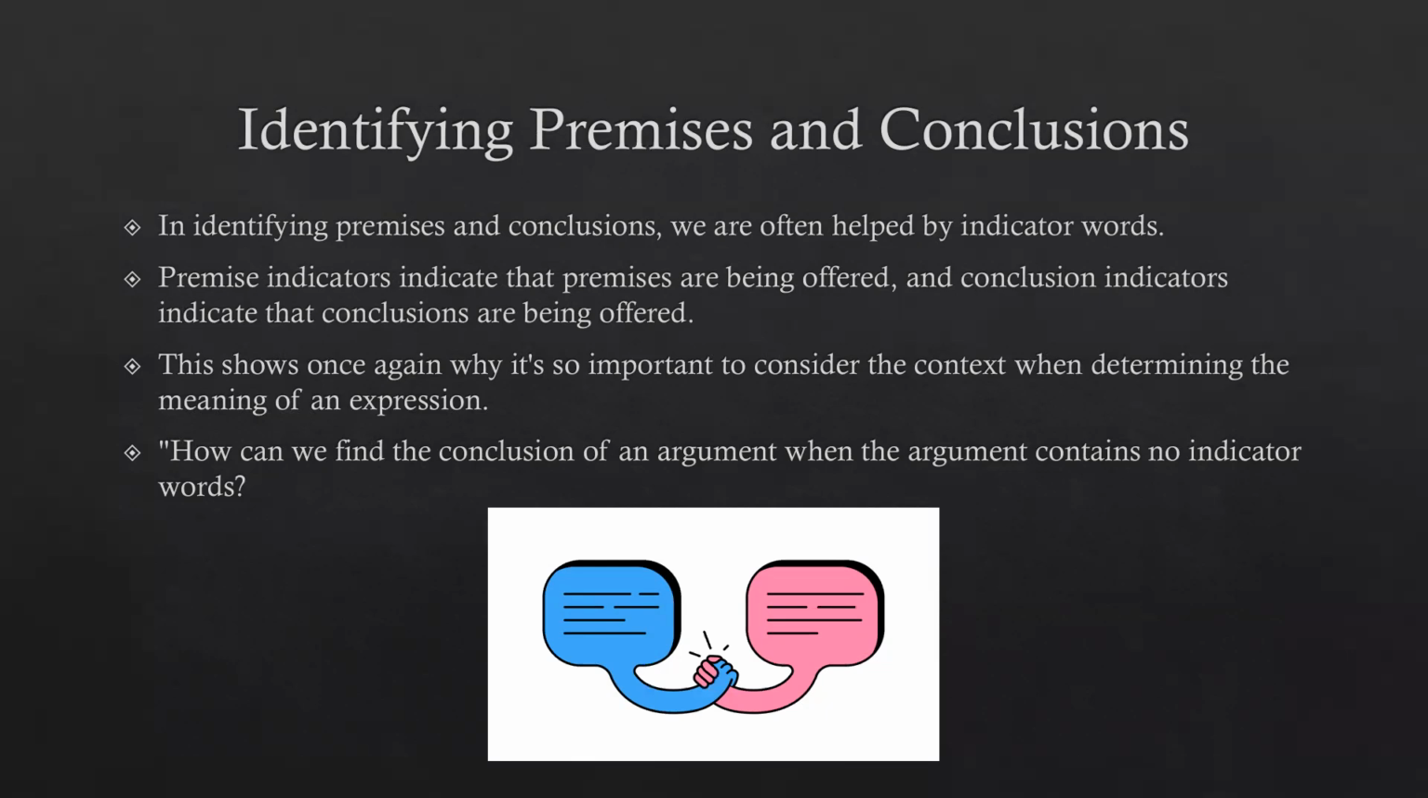Understanding arguments will be easier if the expressions used signal premises or conclusions. However, many arguments contain no indicator words, making it important to consider the context when determining the meaning of an expression. To find the conclusion of an argument when the argument contains no indicator words, tips include finding the main issue, looking at the beginning or end of the passage, asking what the writer or speaker is trying to prove, putting "therefore" before one of the statements, and using the because trick.